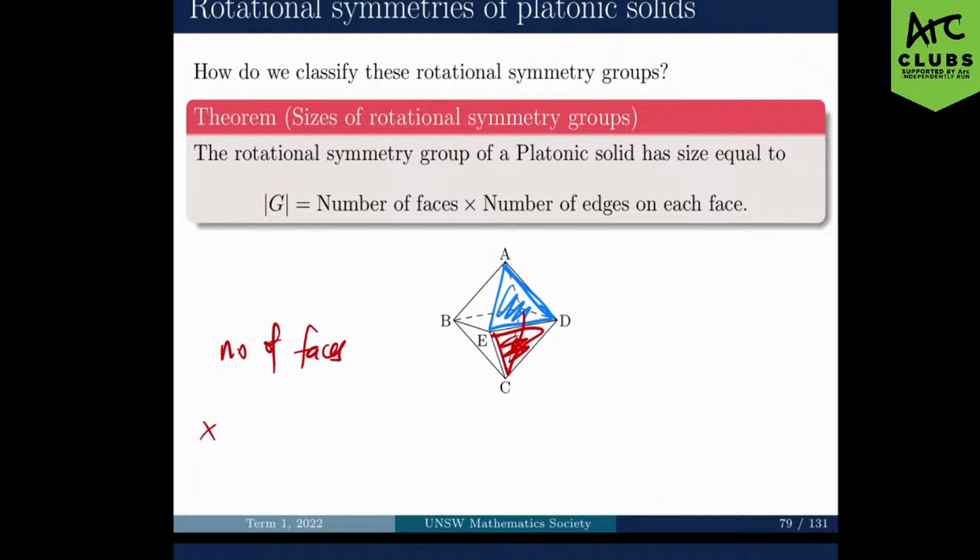Next thing we want to do is we can also rotate these individual faces, right? And if you want to rotate a triangle, well, there are 3 edges. So this edge can go over there, or it can go over there. And so the number of options for that is the number of edges. So for the octahedron, for example, it's 8 times 3 equals 24.